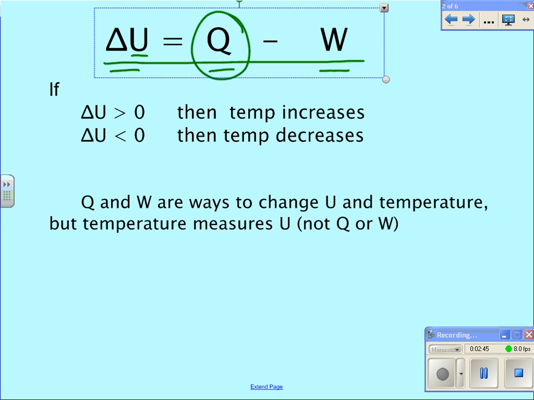When something cools down or when something heats up in terms of its temperature, really what we're talking about is an increase in delta U or a decrease in delta U. Heat and work are just ways that we can change U and the temperature. But temperature measures U, not Q or W directly.